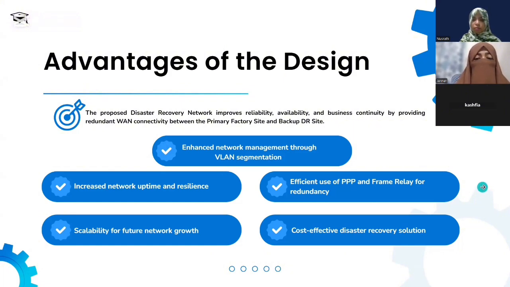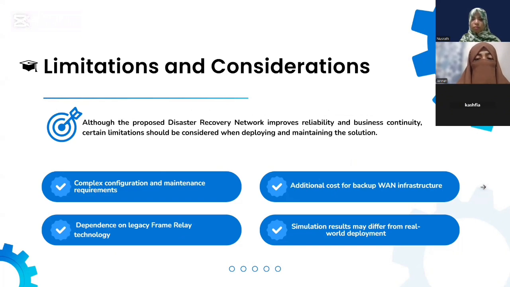The next slide is limitations and considerations. However, there are some limitations we need to consider. Although the proposed disaster recovery network improves reliability and business continuity, certain limitations should be considered when deploying and maintaining the solution. Setting up a secondary backup WAN infrastructure introduces additional hardware and link cost. The overall network configuration and maintenance can be complex. Also, our backup path relies on legacy frame relay technology, and real-world performance might slightly differ from our simulation results.